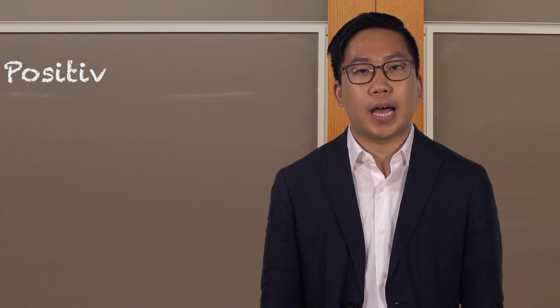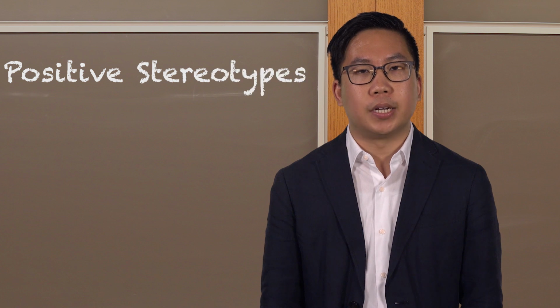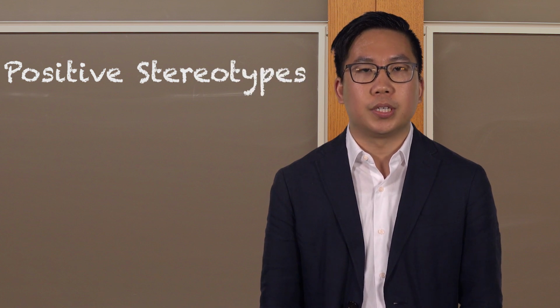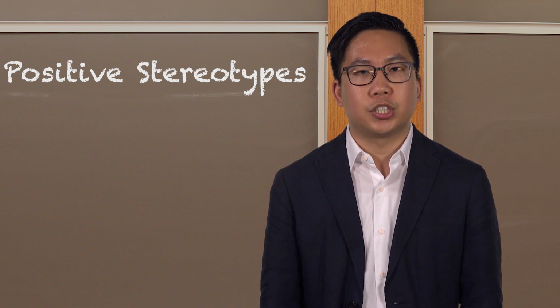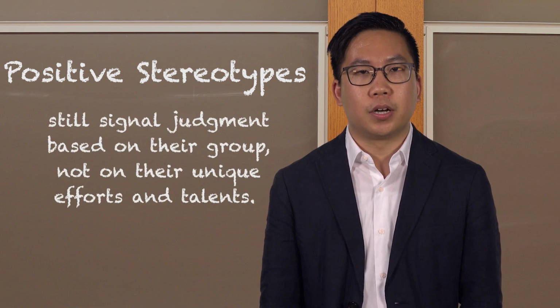Identity threat can even happen when stereotypes seem positive, like with the assumption that Asian students are naturally gifted at math. These positive stereotypes still suggest that students will be judged based on their group membership rather than on their individual skills and efforts. Fortunately, the psychologists who study the causes and effects of identity threat have also developed strategies to prevent and overcome those effects.